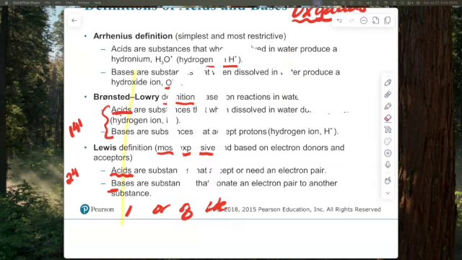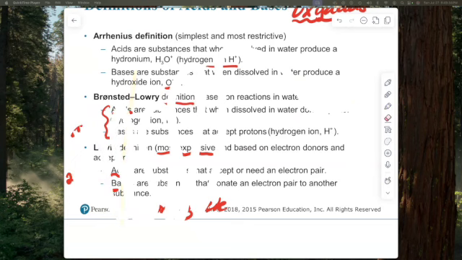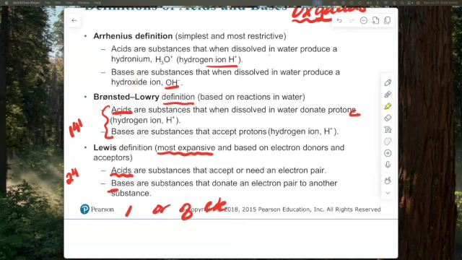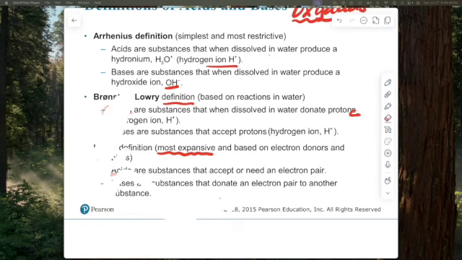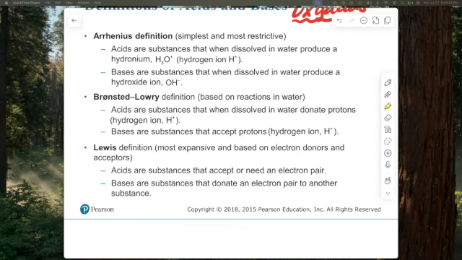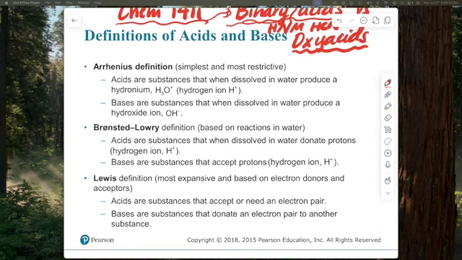Okay, so over here, we're looking at three groups of scientists defining what an acid and a base is. And so we go from the more restrictive definition, which is the Arrhenius definition of acids and bases, and it's more restrictive because of what it's focusing on. So let's start with that. Okay, Arrhenius definition. This tends to be the simplest definition.